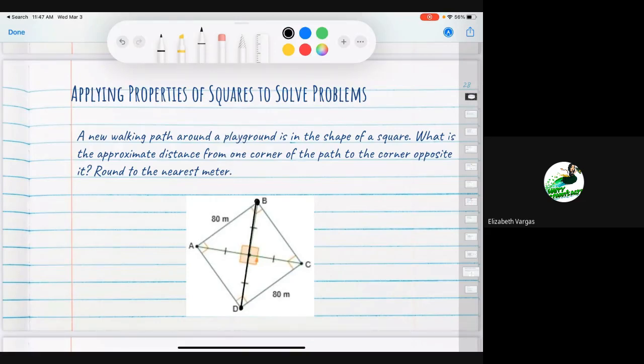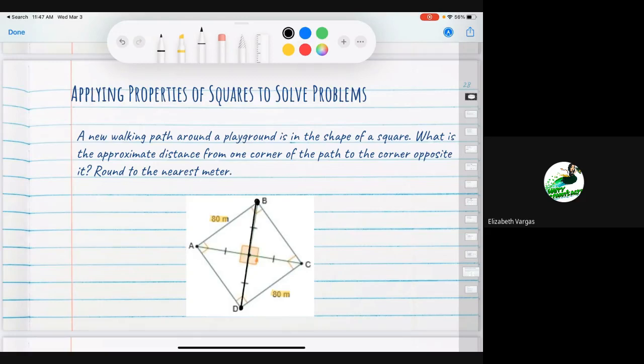Because that is a diagonal in the square. And so what we want to do here is identify what information we have been given. And what information we have been given is information about our outside sides.